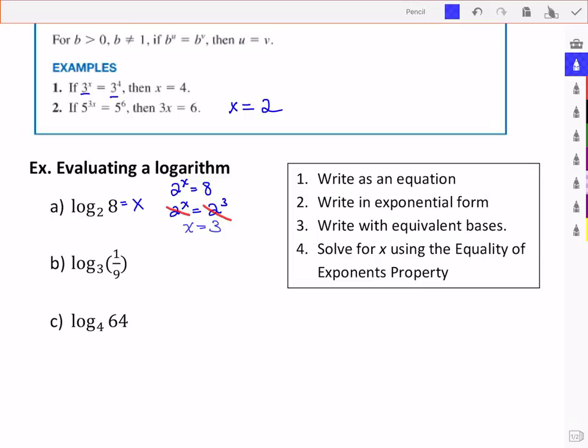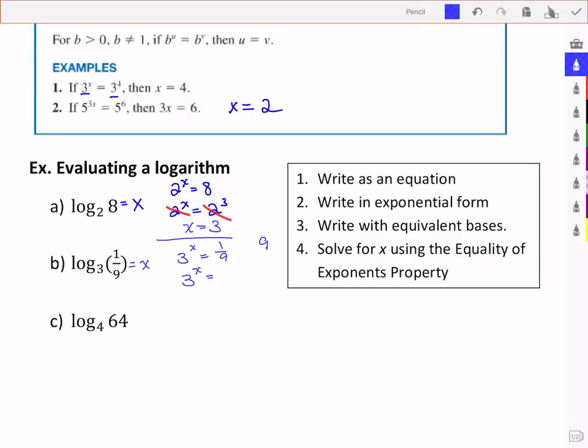Okay. All right, this next one, log base 3 of 1/9. So again, I'm going to say that equals x. And then 3 to the x equals 1/9. Now I need to write it with equivalent bases. So what I'm going to say is 3 to the x.